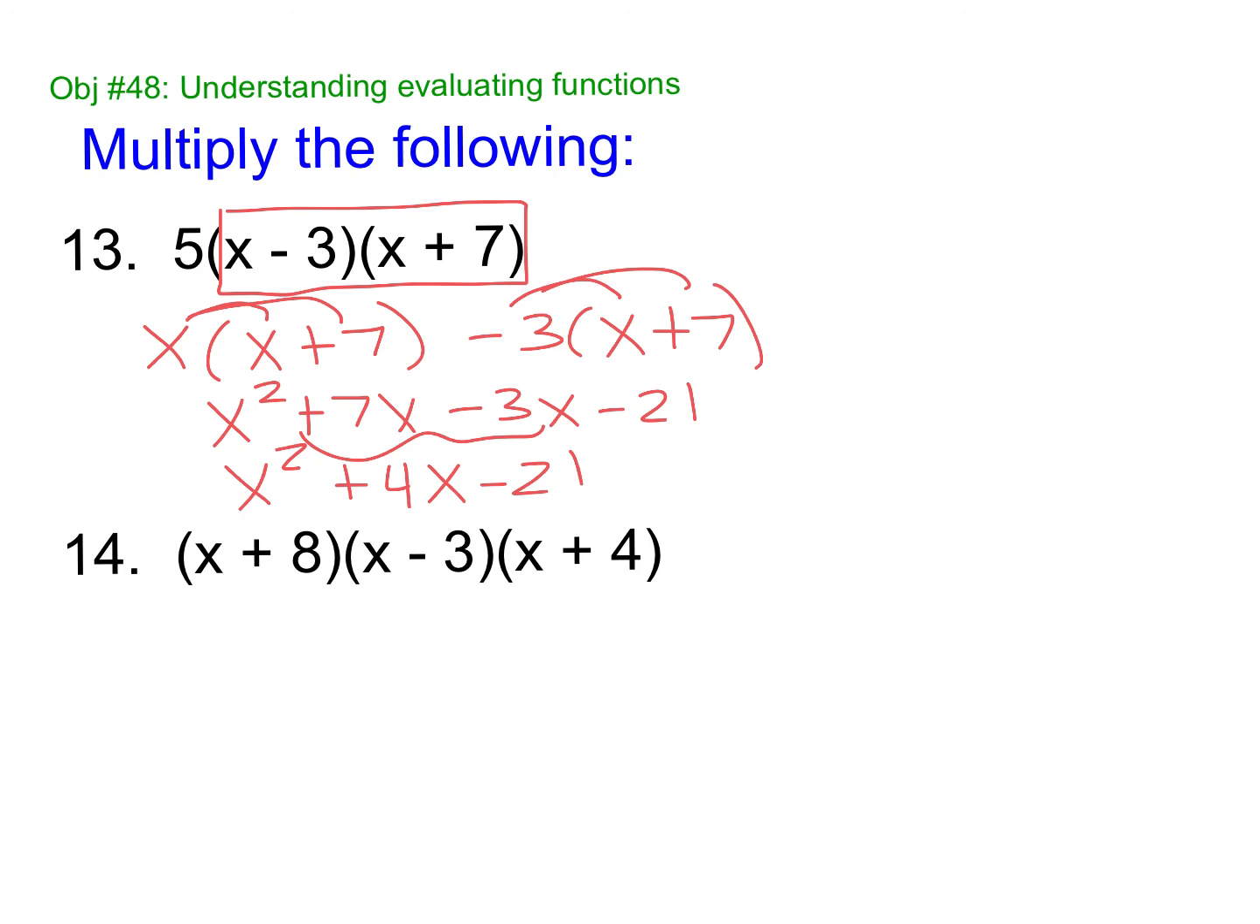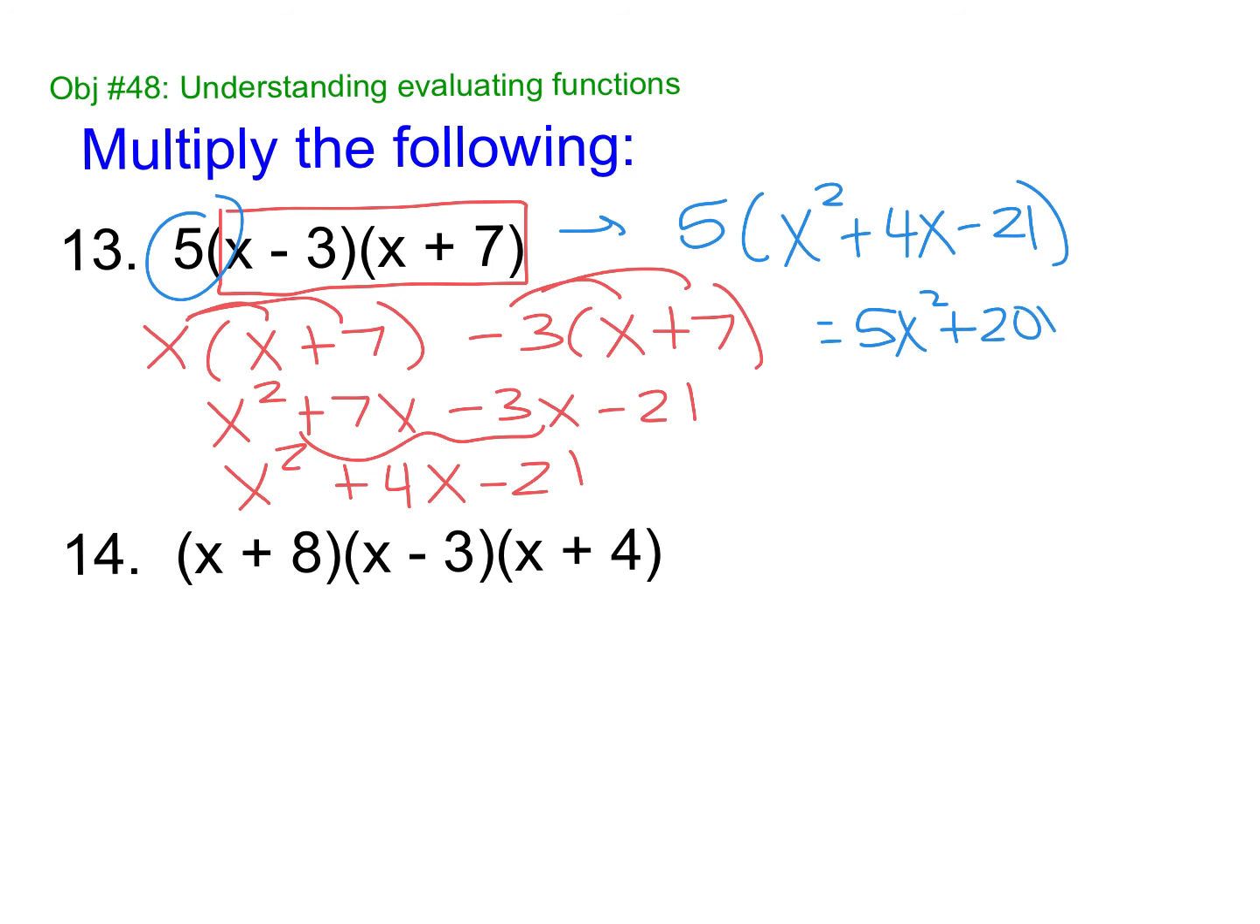So that's the red. But now I have to put 5 in the problem. So I'm going to do 5 times that trinomial that I just solved for. And I get 5x squared plus 20x minus 105. All right, so just distribute through. And that's our answer.